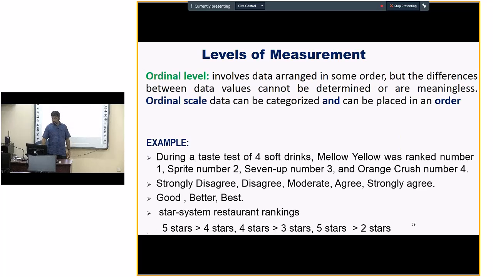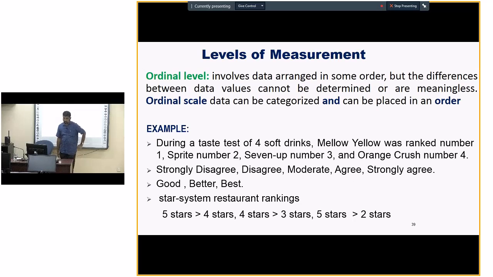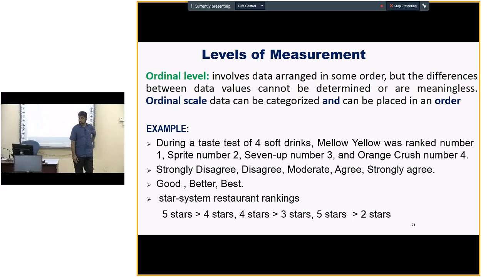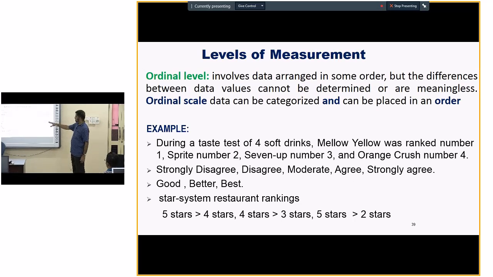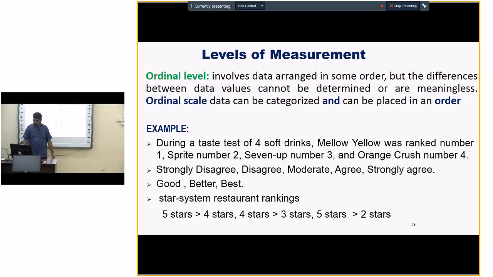Then here are examples for ordinal level data. Perceptions and preferences, all of which we can categorize as strongly disagree, moderate, agree, strongly agree, and so on. Good, better, best. Then you can see some ranking numbers for drinks, soft drinks, right?